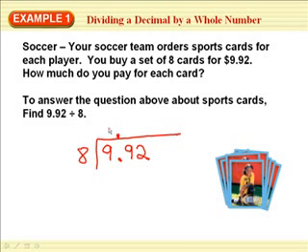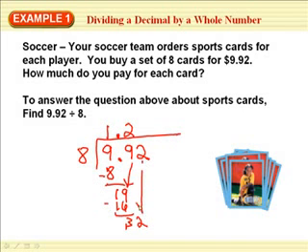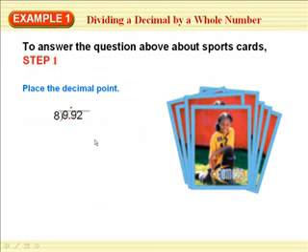8 goes into 9 once. Bring that down. Subtract. Bring down. 8 goes into 19 2 times, which is 16. Subtract. Bring down the 2. I'd already brought down the 9. Bringing down the 2. 8 goes into 32 4 times, which is exact. And then you're done. So let's see, how much do you pay for each card? So we should put a dollar sign on that. You pay $1.24.